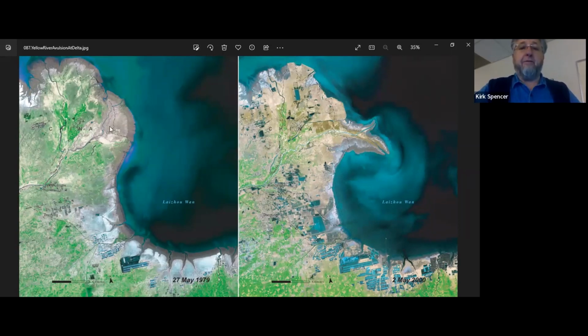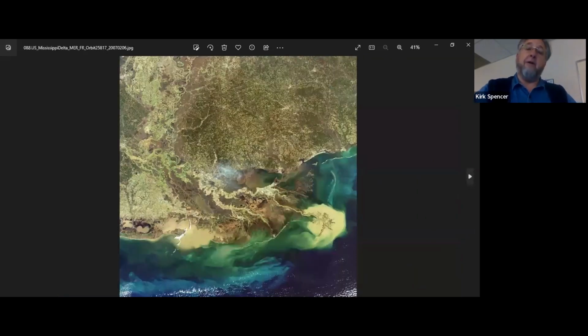This is a before and after shot. The left-hand side is before. We have the river channel moving to the north, and the right-hand side is after. And you can see that this river channel in China has gone from north to a westward flow, and it's created a new delta. That would be called an avulsion.